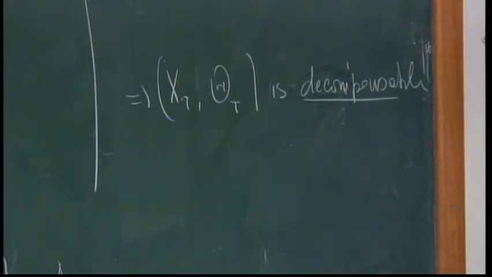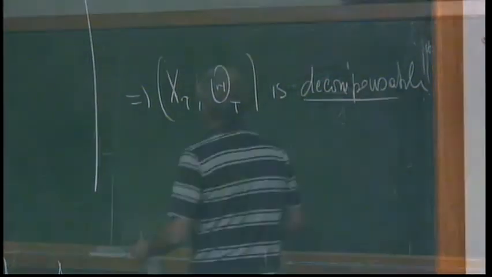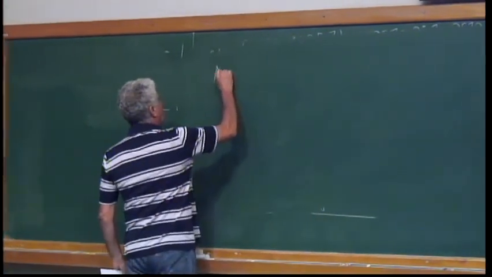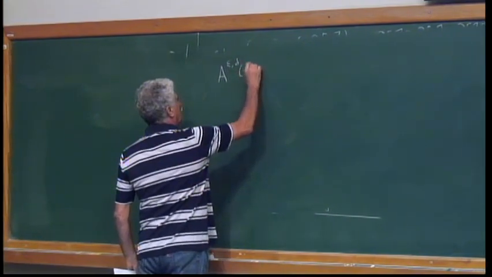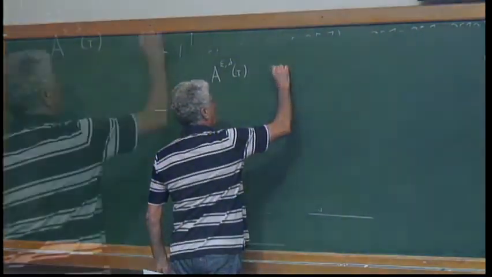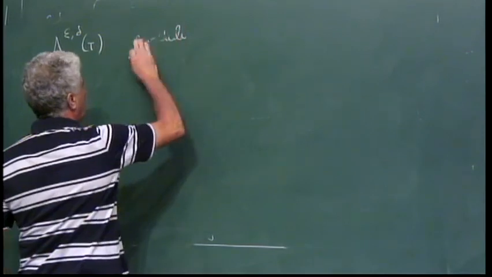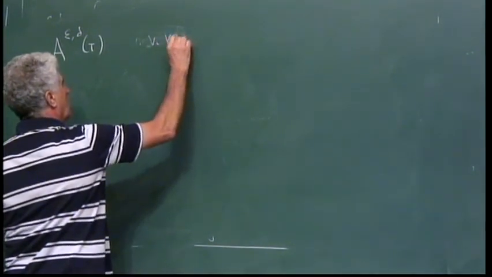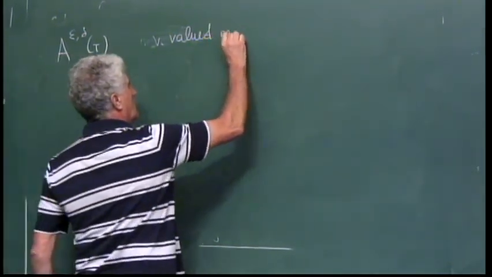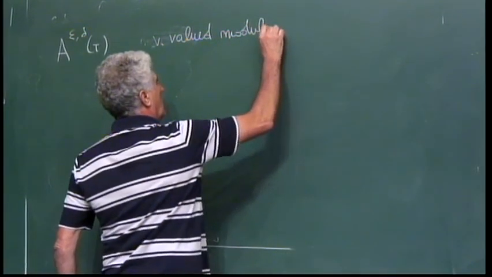This I will tell you just some data, because this is still a work in progress. So I discussed T4, A epsilon delta tau. This was a modular form, vector valued, sorry, vector valued modular form.